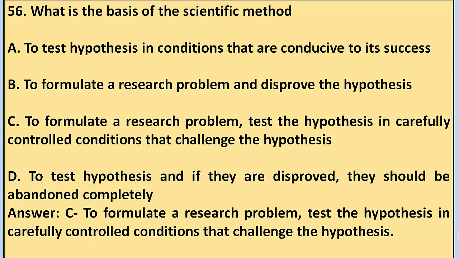What is the basis of the scientific method? A, to test the hypothesis in conditions that are conducive to its success; B, to formulate a research problem and disprove the hypothesis; C, to formulate the research problem and test the hypothesis in carefully controlled conditions that challenge the hypothesis; D, to test the hypothesis, and if it is disproved, it should be abandoned completely. Answer is C, to formulate a research problem and test the hypothesis in carefully controlled conditions that challenge the hypothesis.